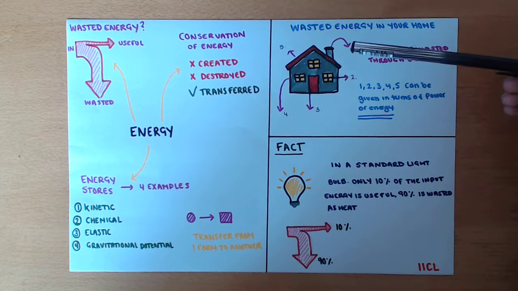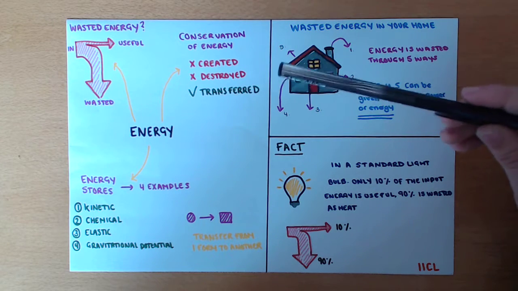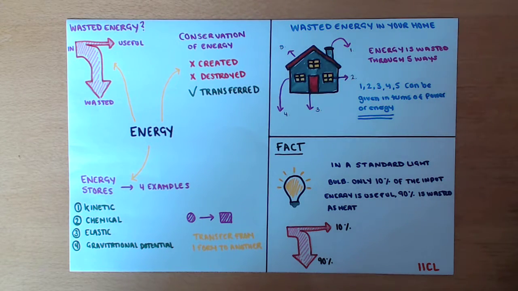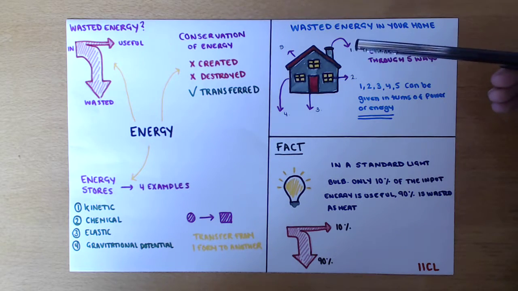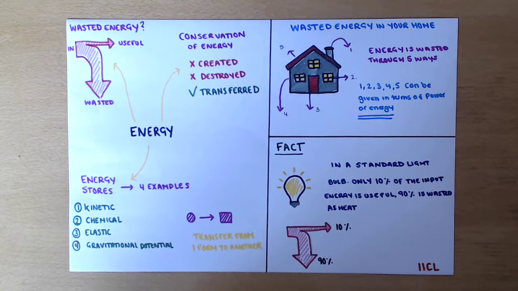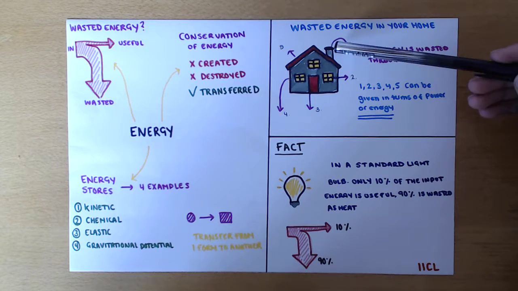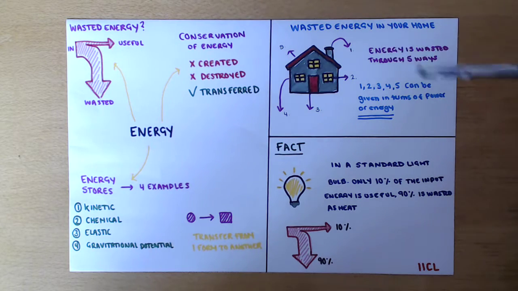So here we see that energy is lost through the chimney, through the window, through the door, through the walls, and through the roof. And sometimes you can be given energy in terms of power. So remember, power is energy transferred divided by time taken, with units joules per second or watts. So sometimes you can be given that 1.7 joules per second is lost through the chimney. And that refers to the power. Okay, hopefully that makes sense.